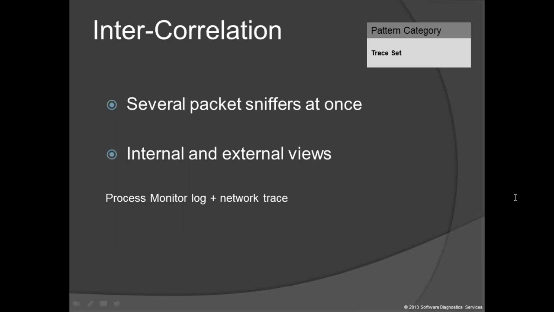Intercorrelation pattern involves several traces from possibly different network trace tools recorded most commonly at the same time or during an overlapping time interval, or a combination of network trace with some other trace or log, such as from process monitor. The purpose of using different tracing tools is to cover events more completely.